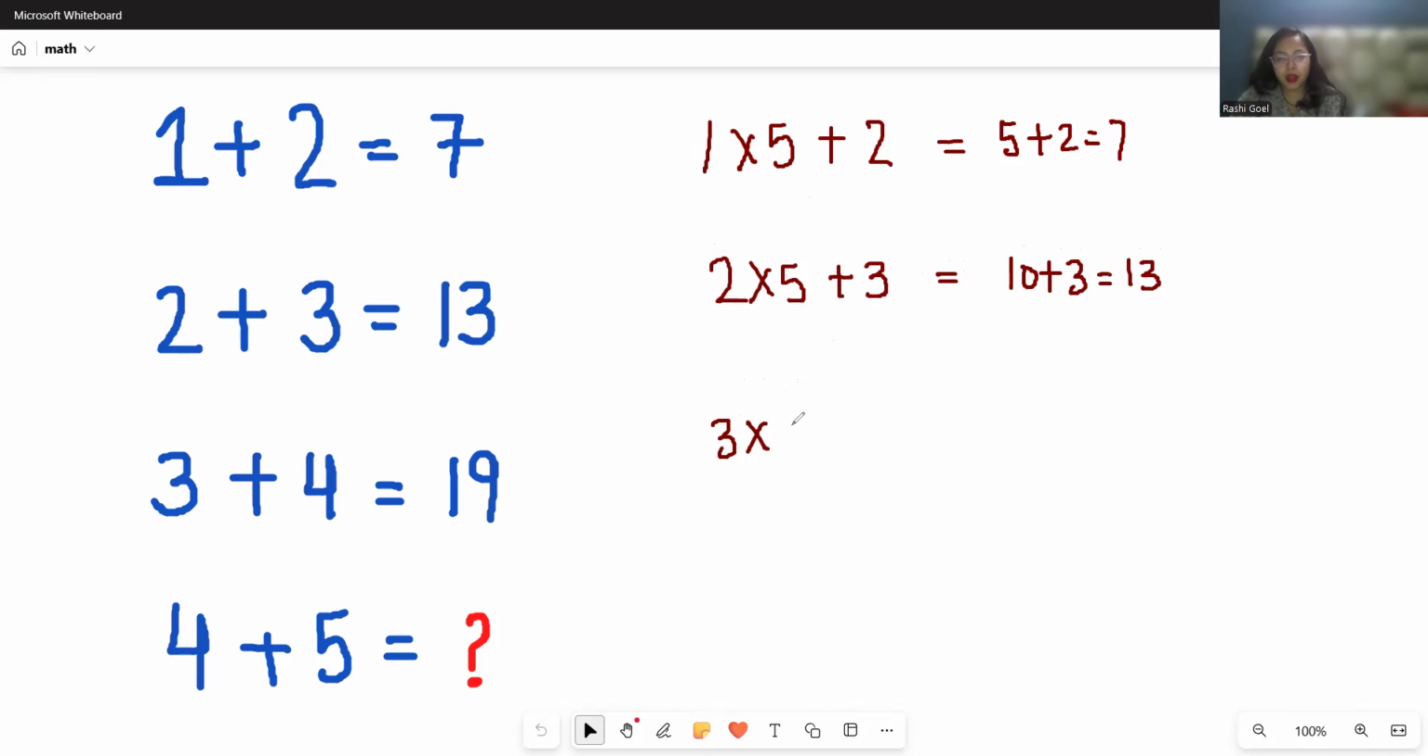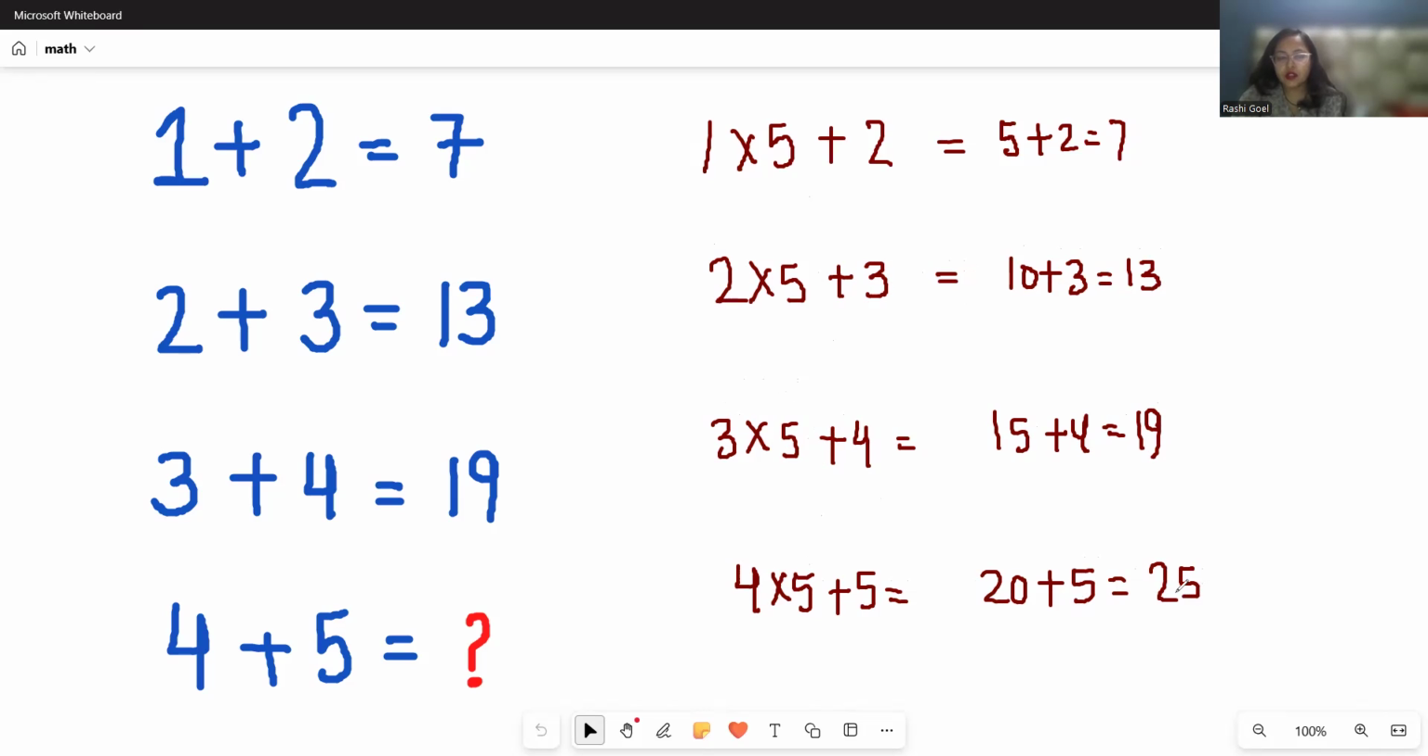So 3 multiplied by 5 plus 4: 15 plus 4 is 19. Now 4 plus 5 is 4 times 5 plus 5. 4 times 5 is 20, plus 5 is 25. So what replaces the question mark? 25.